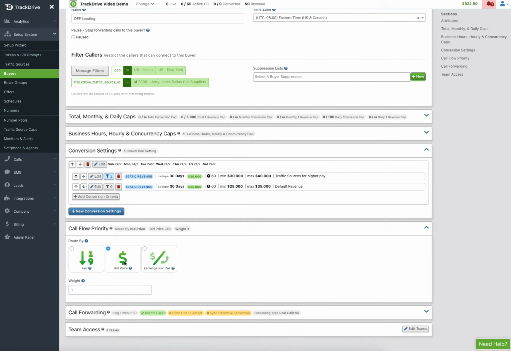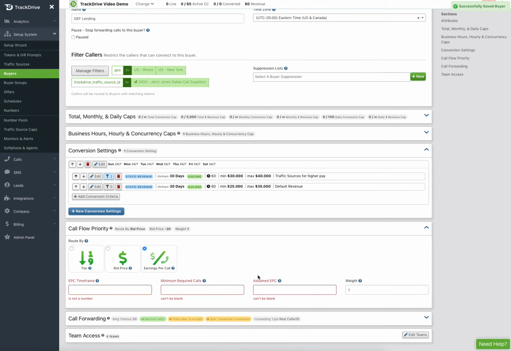Now, both of these have a weight involved, because if you end up with two buyers that have the same bid price, or if you're running by earnings per call, have the same earnings per call, they're going to be at the same tier. So we still need to include the weight in that. But the way earnings per call routing works is you tell us how far to look back. Now, if this buyer's on a rev share and he's posting back to us, and it could be 2 weeks before you know if you're going to get any revenue, for those types of buyers you might tell it to look back 30 days of hours, so 30 times 24. You look back at the whole month to see how he's doing.